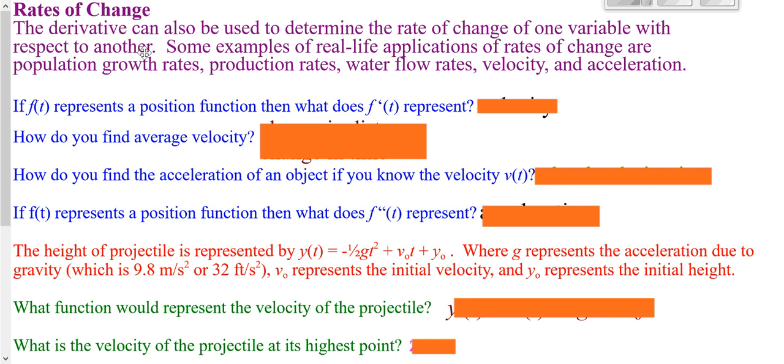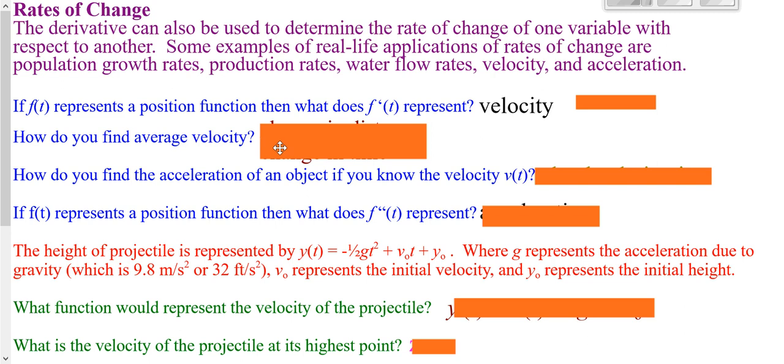So your derivative is a rate of change. Your instantaneous rate of change. There's all kinds of rates of change in real life. Population growth rates, production rates, water flow rates. Your velocity is really a rate of change. It's your rate of change of your distance over your time. Acceleration is a rate of change of your velocity over time. So we know from the earlier CPM unit that the derivative of your position is your velocity, meaning derivative of position or distance is velocity.